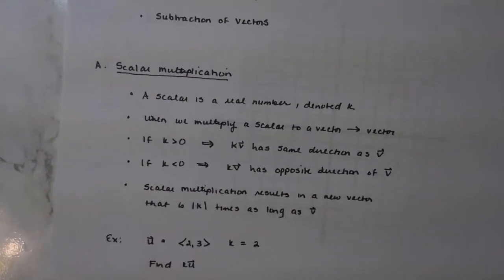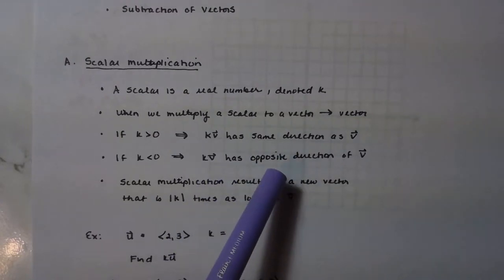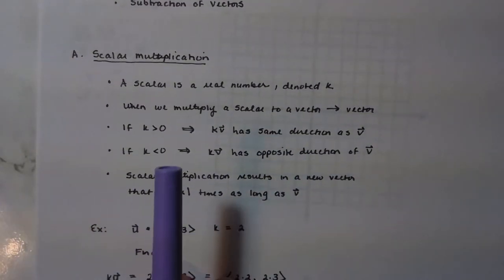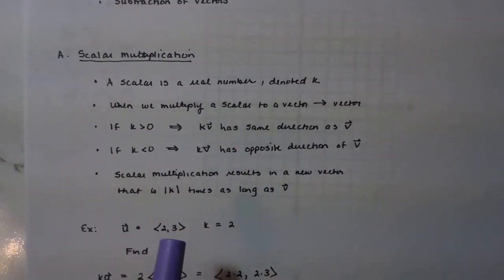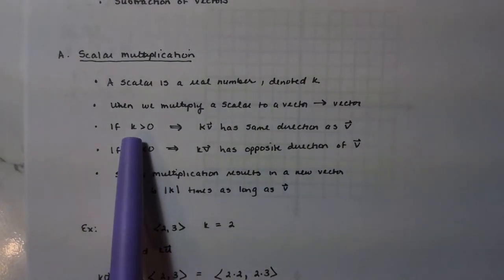Okay, so back to this. We have some number and we want to multiply it to a vector. Well, when we multiply a scalar to a vector, we get another vector. And in fact, we just get a vector that's either longer or shorter than the original. It depends. So we call our scalar k.